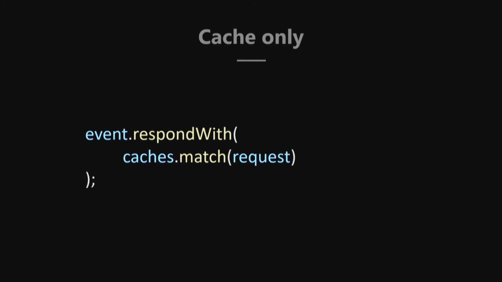The first strategy is cache only. That means you can always respond from cache. What you can do here, you can just check if the request is already in your cache, and then you respond from cache. And that request never goes to the server. A good example of this is to pre-cache your assets, and then you can always respond with those pre-cached assets, which makes your application fully offline.